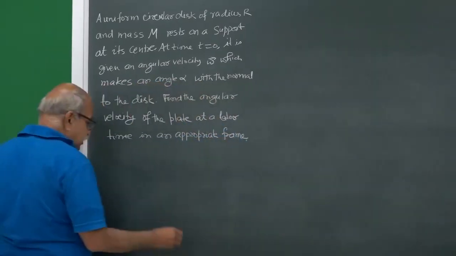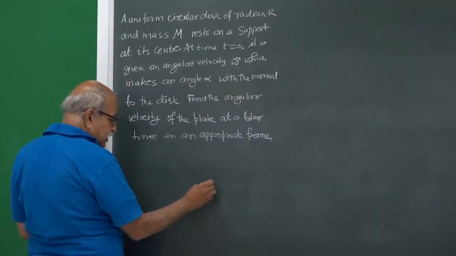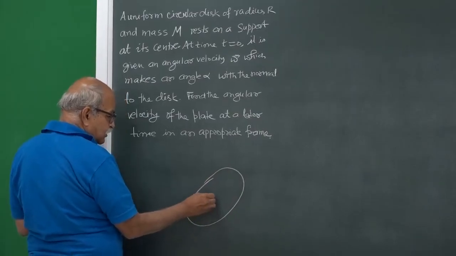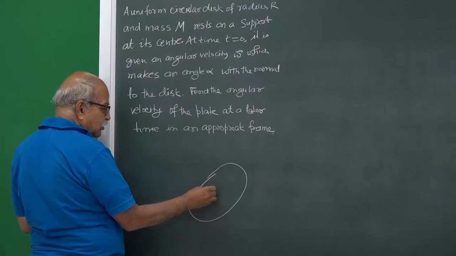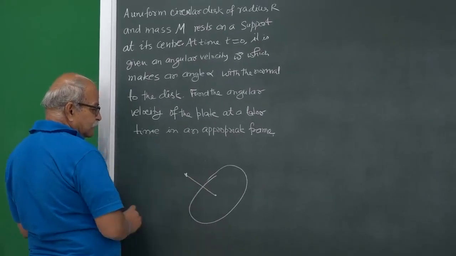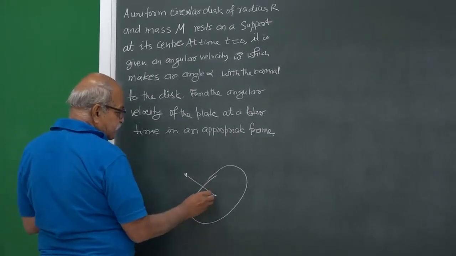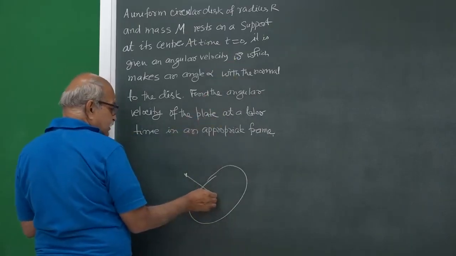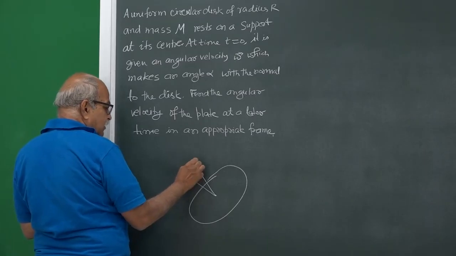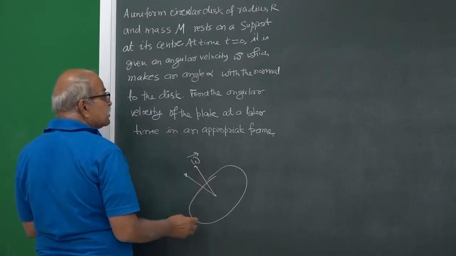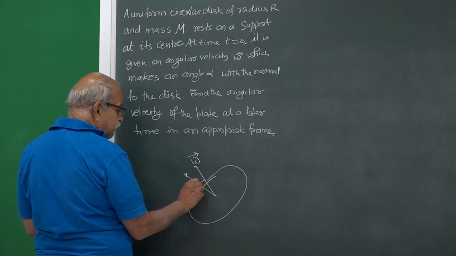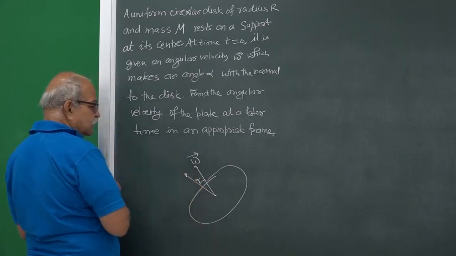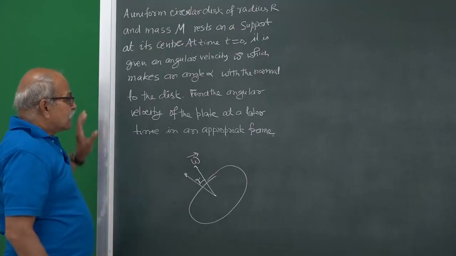You have a circular disc. So, suppose you have this circular disc, and then at t equal to 0, this is, let us say, the normal, the perpendicular, and then it is given an angular velocity omega, which is making an angle alpha with this normal. So, that is the situation.